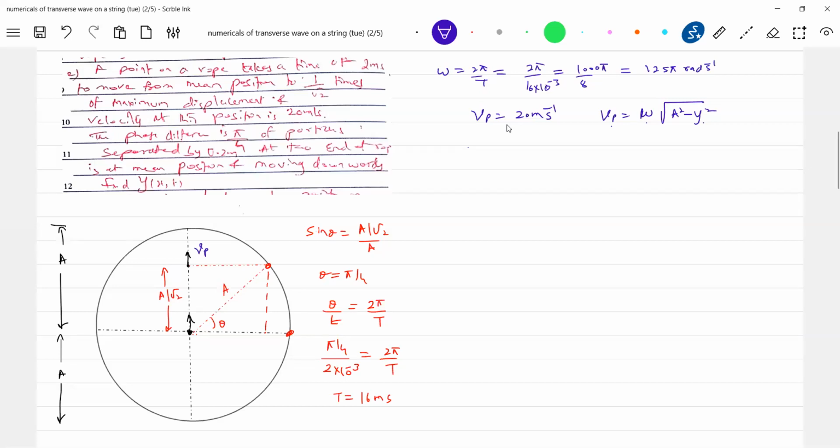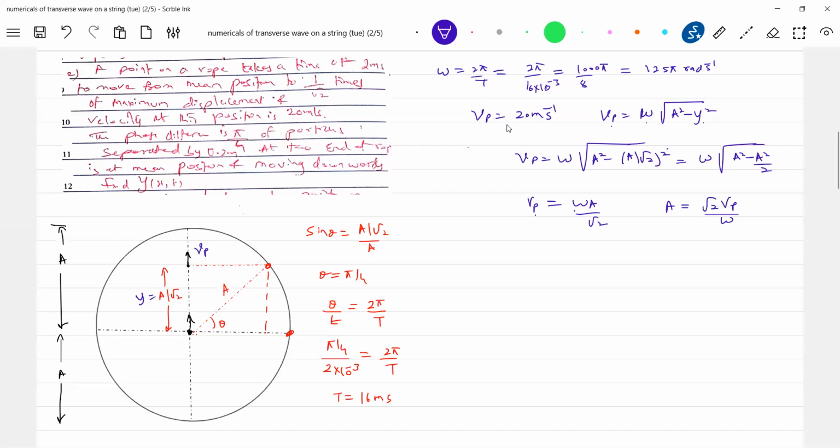Okay, no. Now, what is y? V equal to omega root of a square minus a square by 2. Omega a, this will be 1 by root 2. So we know omega, we know Vp, from that we'll get the amplitude. So what is the amplitude? Amplitude will be root 2.